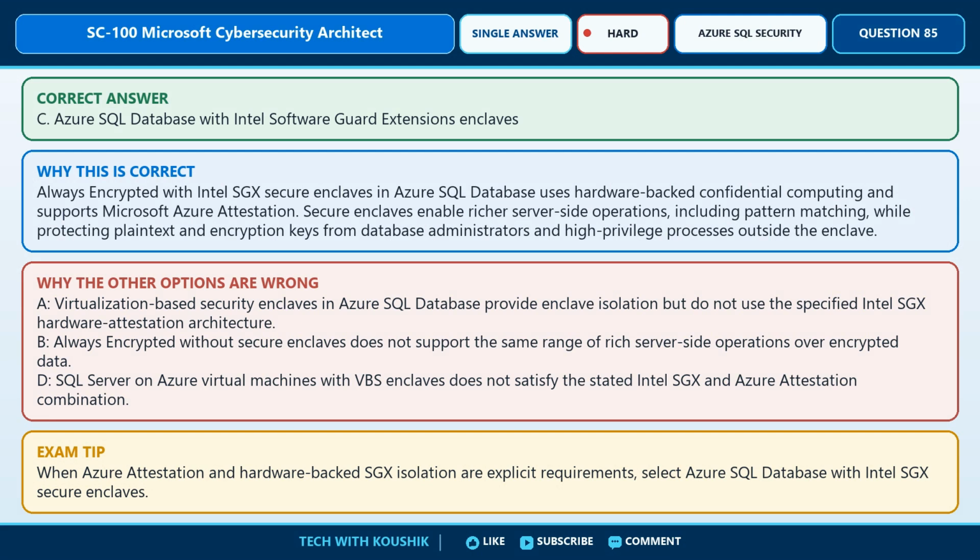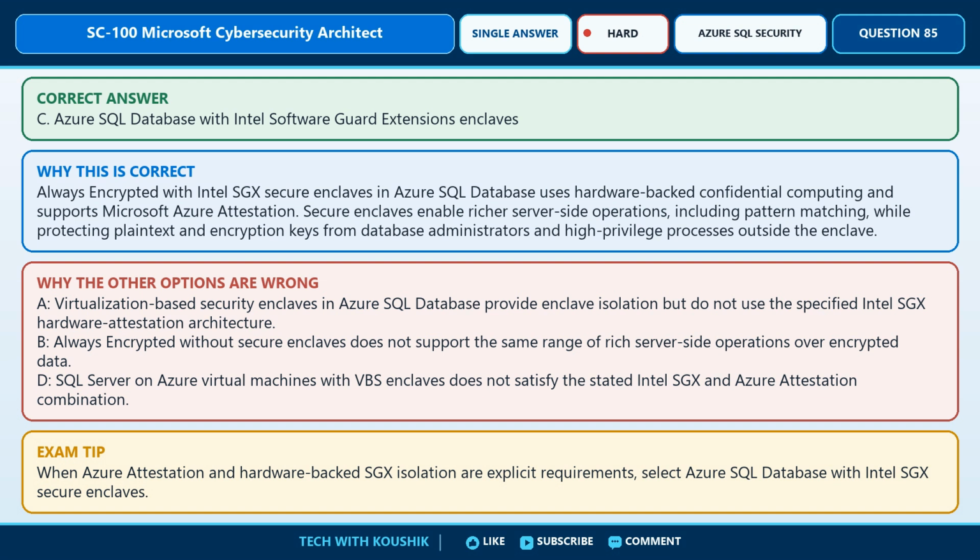Here's why. Always Encrypted with Intel SGX secure enclaves in Azure SQL Database uses hardware-backed confidential computing and supports Microsoft Azure Attestation. Secure enclaves enable richer server-side operations, including pattern matching, while protecting plaintext and encryption keys from database administrators and high-privilege processes outside the enclave. Why are the other options not correct?